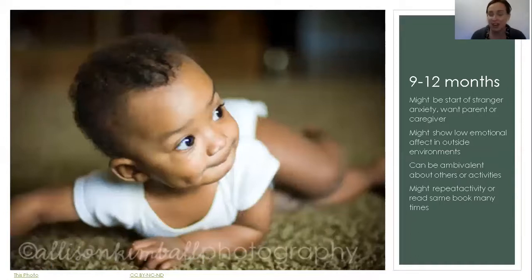It's just a family characteristic that they might have, because they all seem to have it. But this is something that toddlers might show as well. It's kind of the RBF as well. When something new is happening or they're outside in an unfamiliar environment, they're just looking at the world, but they're not really showing a lot of emotional affect on their face. They can be ambivalent about others or activities.